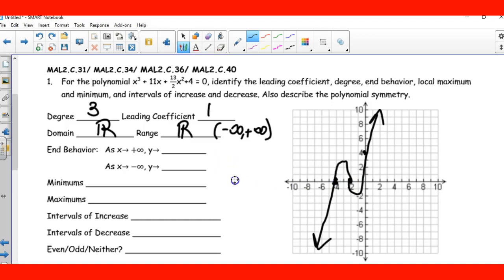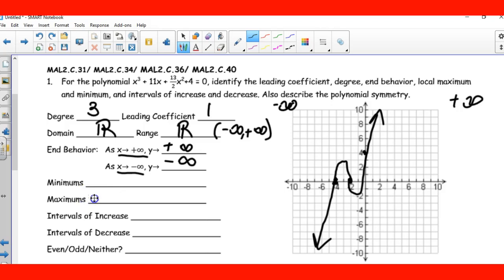Alright. So now end behavior. This means as the graph goes to the right, toward positive infinity, which is out this way, the graph goes up. Because the graph goes up, we say positive infinity. And as it goes to the left, toward negative infinity, the graph goes down, so we say it goes to negative infinity.